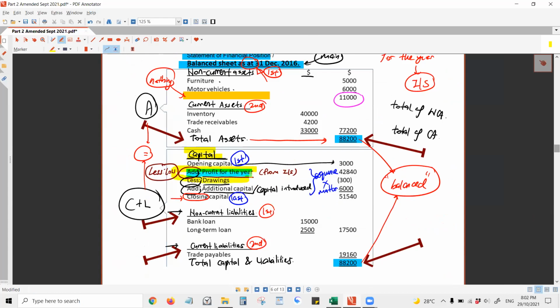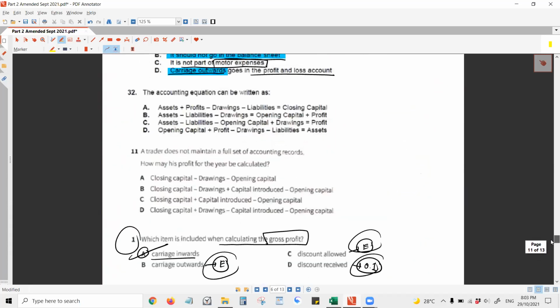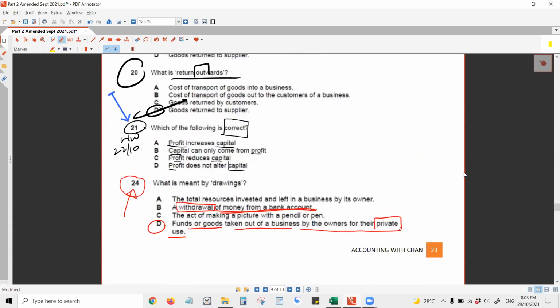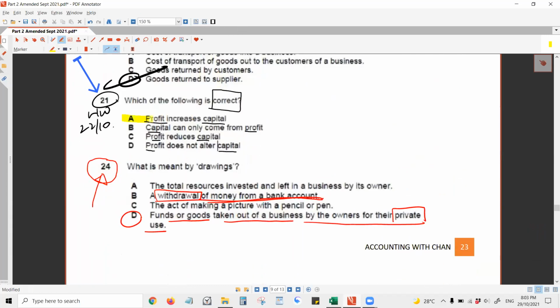So profit for the year will always be added to the capital section, right? So it's going to make capital increase. Therefore, for that question, okay, where is it again? Yeah, this one. Okay, page 23. So for this question, answer is A.